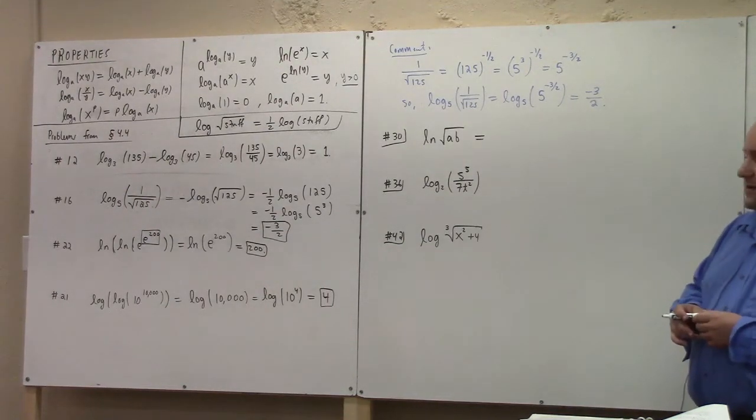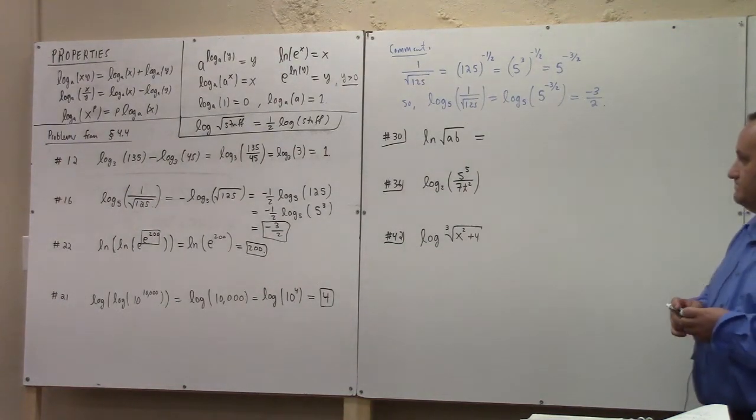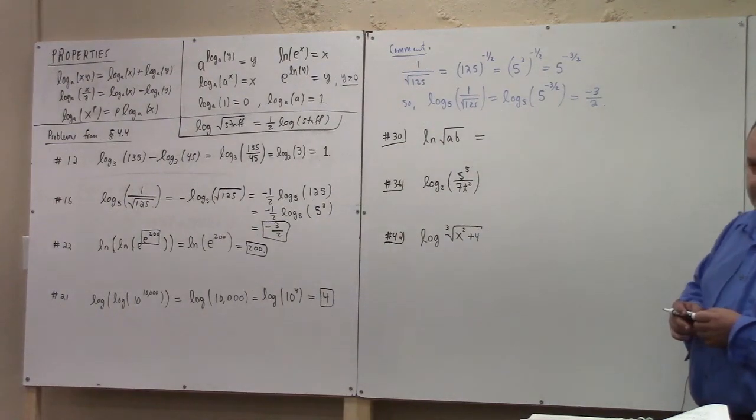Okay, so first of all, natural log of the square root of AB. What do you think?